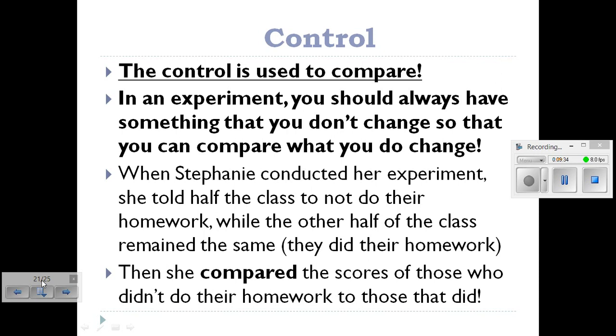In an experiment, you should always have something that you don't change so that you can compare what you do change. When Stephanie conducted her experiment, she told half the class to not do their homework while the other half of the class remained the same. They did their homework. Then she compared the scores of those who didn't do their homework to those that did.